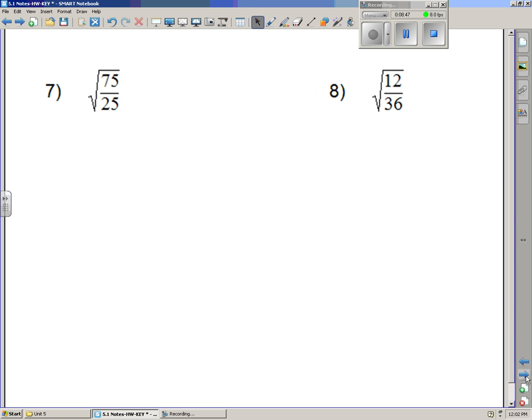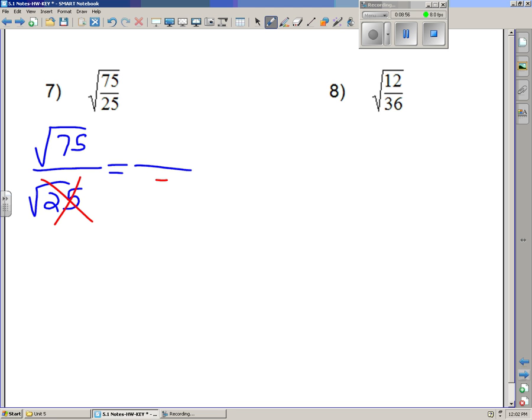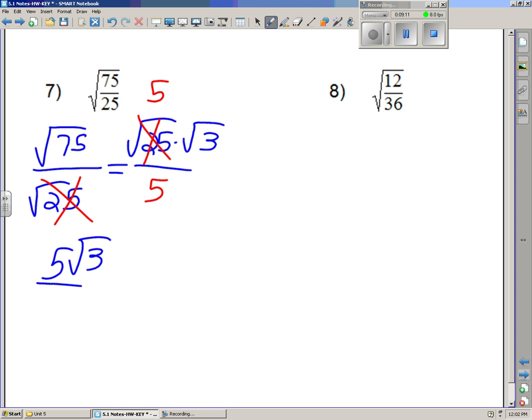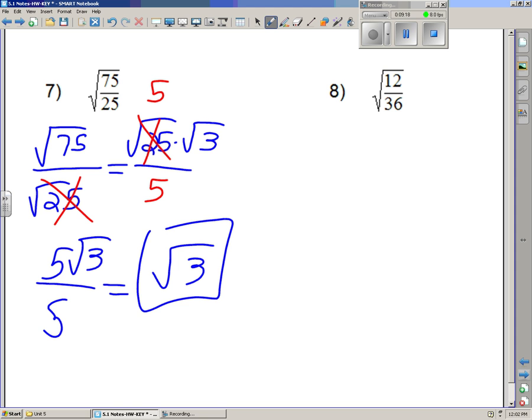Let's try another one. Root 75 over root 25. What's nice is my denominator is a perfect square. Its square root is 5. 75 can be rewritten as radical 25 times radical 3. The square root of 25 is just 5. This now becomes 5 radical 3 over 5. Those 5's cancel out, and my answer is just radical 3.